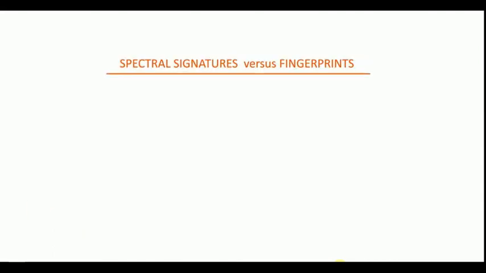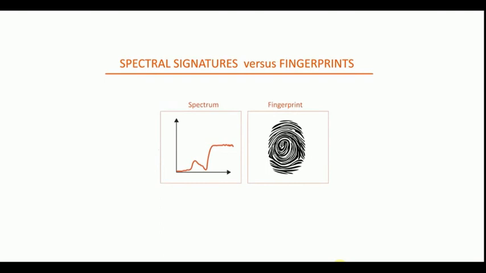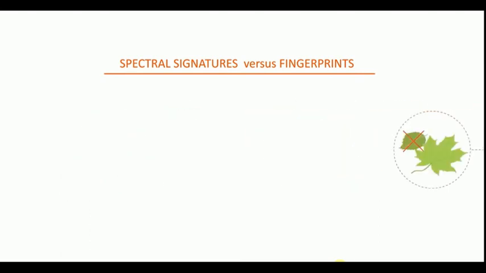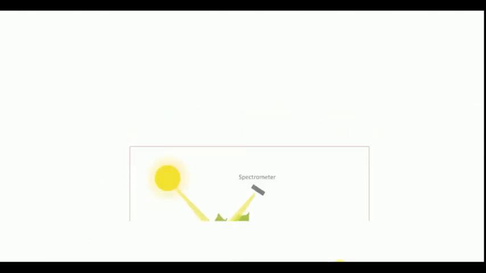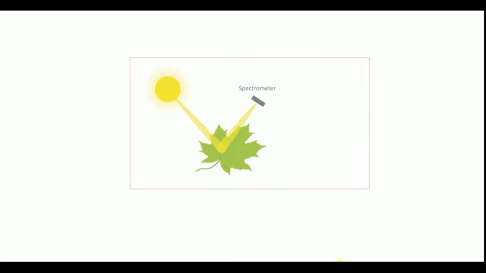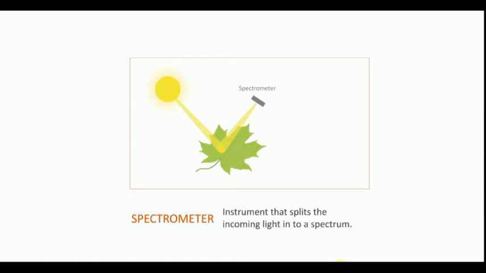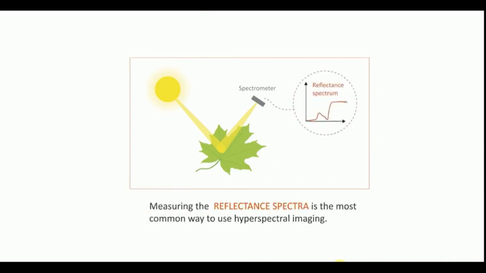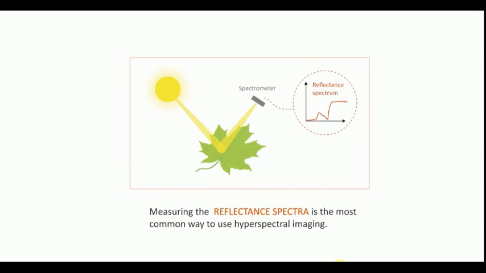Spectral signatures can be compared to fingerprints. Just like fingerprints can be used to identify a person, spectral signatures can be used to identify material. Let's examine the reflected light in more detail. To study the light, one needs an instrument called a spectrometer. It's an instrument that splits the incoming light into a spectrum. In this example, the light going through a spectrometer is reflected, and the result is therefore called a reflectance spectrum. Measuring the reflectance spectra is the most common way to use hyperspectral imaging.